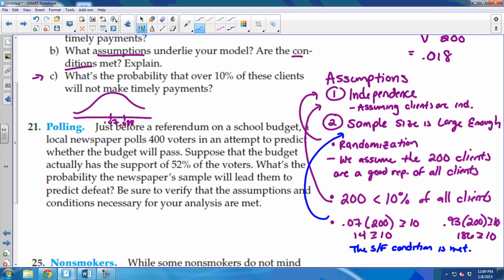Right? We're looking for the probability that 10% will not make timely payments. So 10% is somewhere in here, right? And we're going to infinity. By drawing this model, I have shown, 1, it's a normal model with a mean of 0.07 and a standard deviation of 0.018. 2, I know what the lower boundary is, and I know what the upper boundary is. And then you're finding the probability based off of that information. Okay? So what do you use in your calculator?